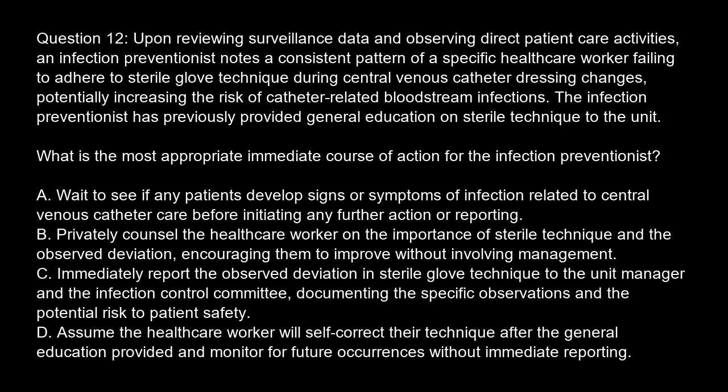Option A. Wait to see if any patients develop signs or symptoms of infection related to central venous catheter care before initiating any further action or reporting. Option B. Privately counsel the healthcare worker on the importance of sterile technique and the observed deviation, encouraging them to improve without involving management. Option C. Immediately report the observed deviation in sterile glove technique to the unit manager and the infection control committee, documenting the specific observations and the potential risk to patient safety. Option D. Assume the healthcare worker will self-correct their technique after the general education provided and monitor for future occurrences without immediate reporting.